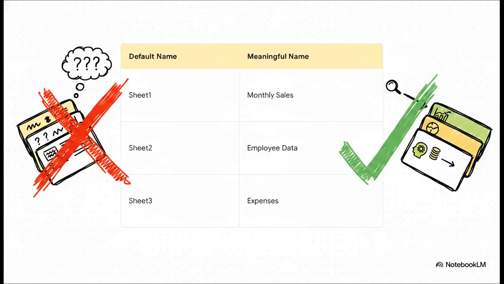Now, when you create those new sheets, Excel automatically gives them these super generic default names like Sheet 1, Sheet 2, Sheet 3. Look, if you have 20 of these in a workbook, it is absolutely impossible to know what data lives where. We really want to use meaningful names instead, things like monthly sales, or employee data, or expenses. It makes your work significantly easier to navigate. To do this, just double-click the sheet name at the bottom and type in your new clear name. Or you can just right-click the tab and select Rename. Honestly, it takes 2 seconds, but it will save you hours of confusion down the road for sure.